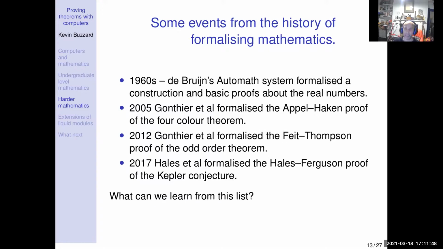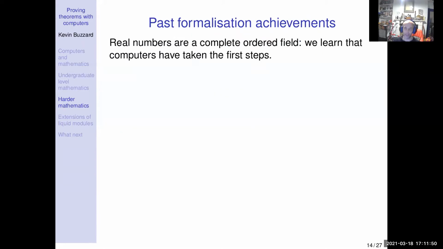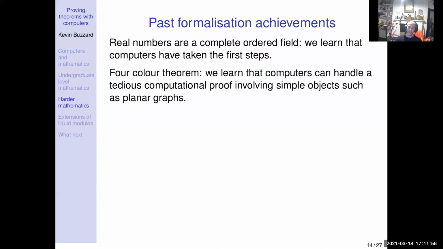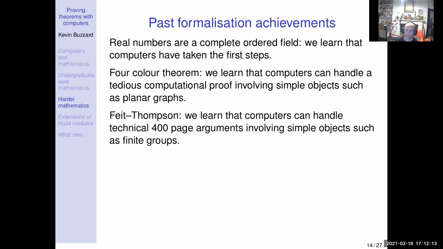So what can we learn from this list? We learned from the original work of de Bruijn that computers had taken the first steps by the 1960s. And we learned from the four-color theorem that by 2005, they're good enough to check a tedious computational proof, which involves typing a large database of graphs into one of these systems. And from Feit-Thompson, we learn that it's not just tedious proofs involving checking 2,000 cases. This is an honest argument that involves proving lots of lemmas in group theory.